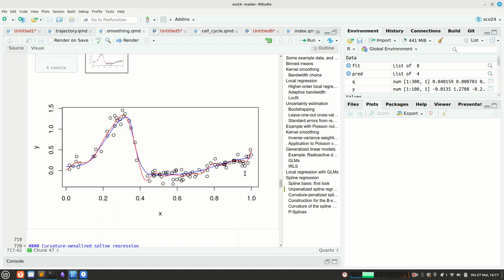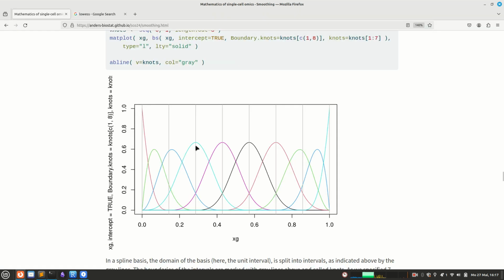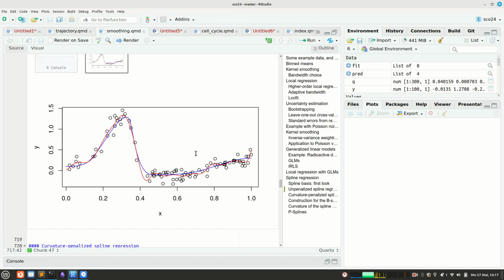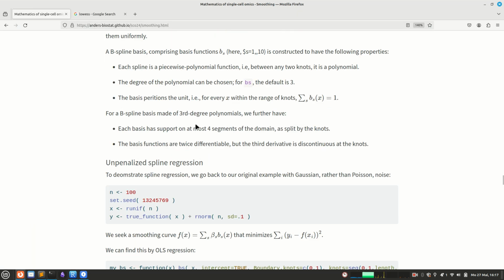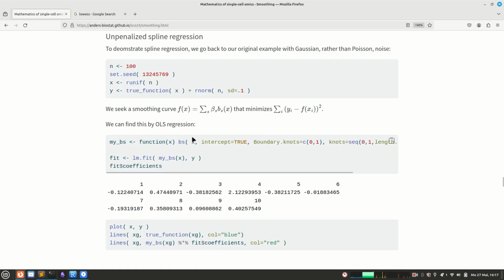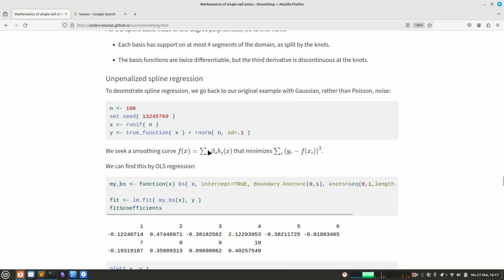Now, if you look at it, we are still a little unhappy because the red line is quite wiggly. That is because the fit is happy to take all these little wiggles of the basis functions. Now in spline regression, there's the trick that you penalize your regression. You say, I don't simply want to minimize the least squares, but I want to minimize something like this. Here I've written it properly.